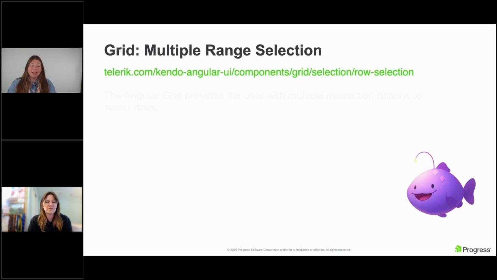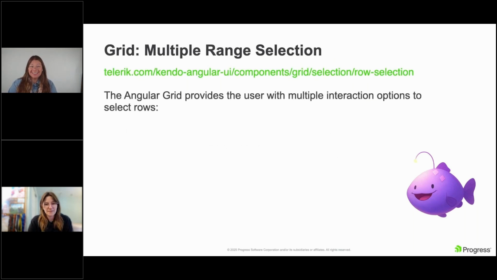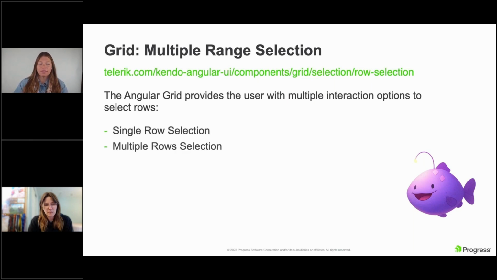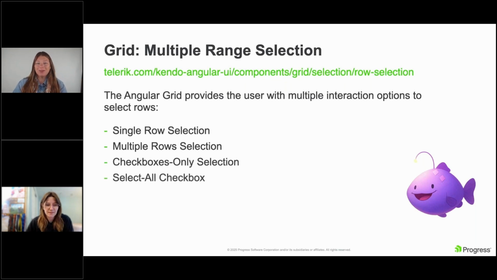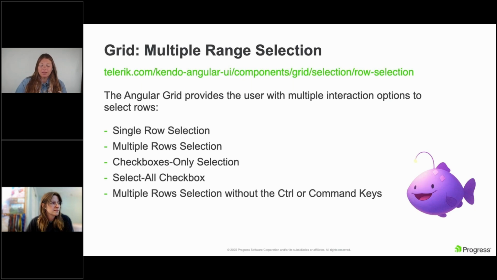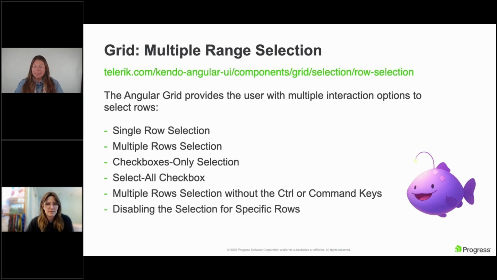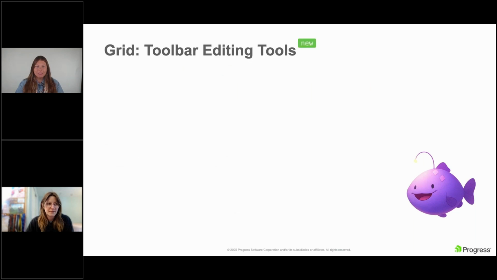The grid also now has multiple range selection, which provides multiple interaction options to select rows. So I think I have all of those highlighted, where you can select a single row, multiple rows, checkbox only selection, select all checkboxes, multiple row selection with control or command keys, and disabling the selection for specific rows if you need to. So that was another grid update.